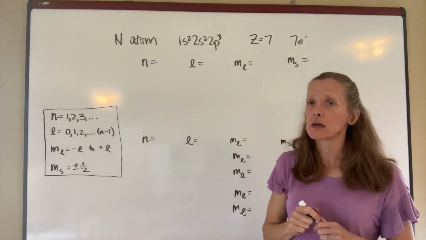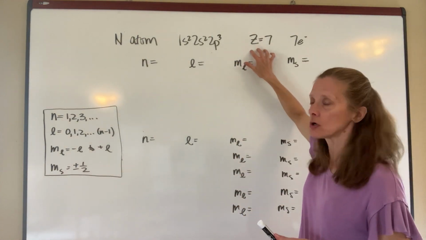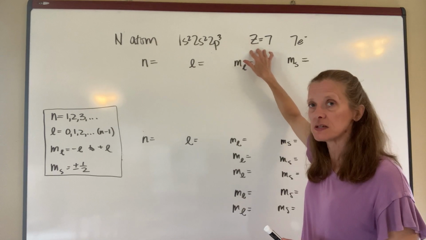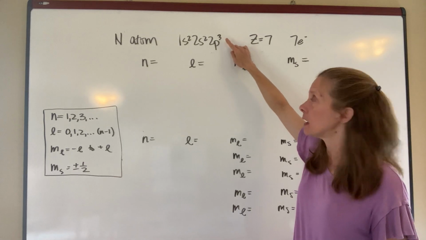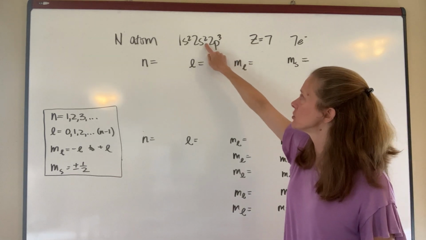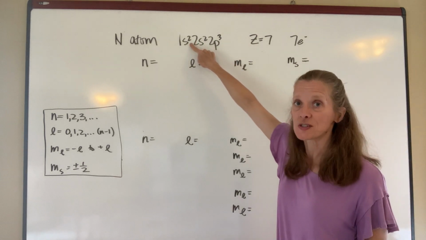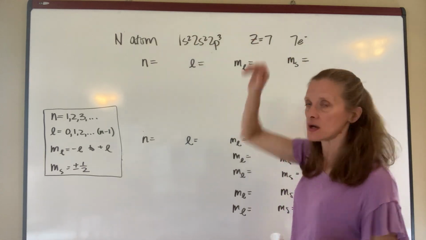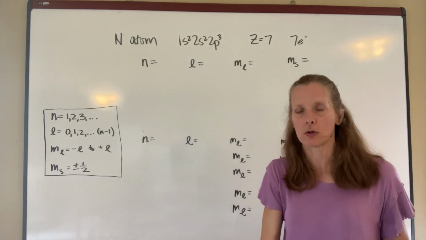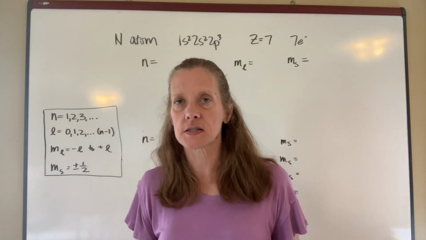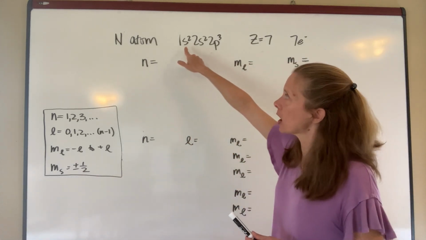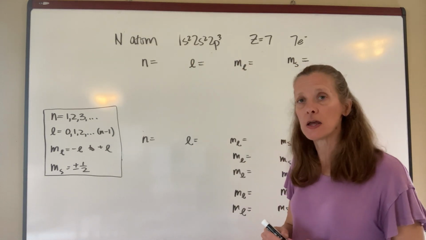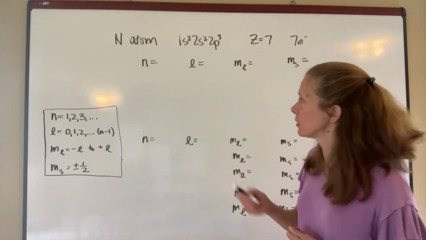The atomic number for nitrogen is 7, so that means in a neutral atom there should be 7 electrons. And if I look at my exponents up here, I've got 3 plus 2 plus 2, which does make 7. So I've got 7 electrons that I need to put into orbitals so that I can assign quantum numbers to them. Okay, so I am going to start with the 1s energy level and the s orbital.